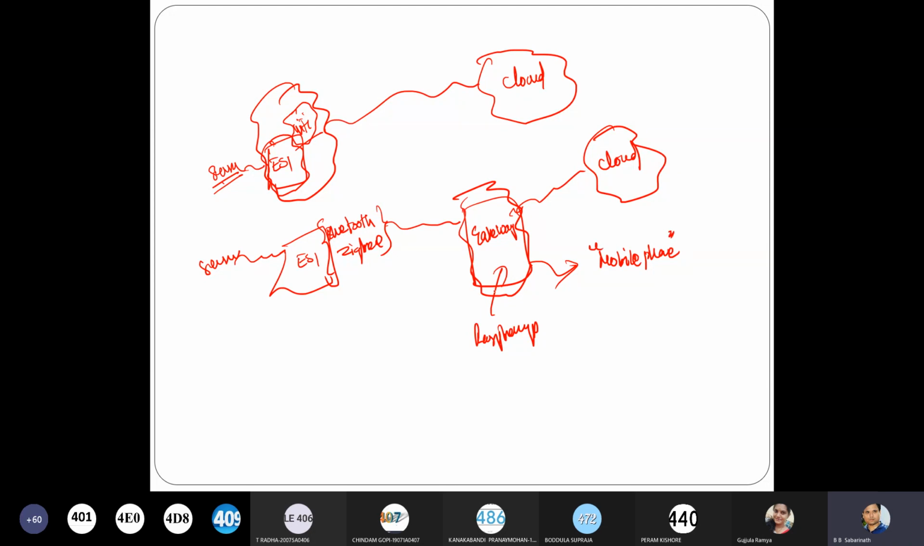Your gadgets do it like that, right? You have smart gadgets, and smart gadgets have Bluetooth. That smart gadget, maybe a smartwatch, is connected to your mobile phone, and your mobile phone is connected to the cloud.